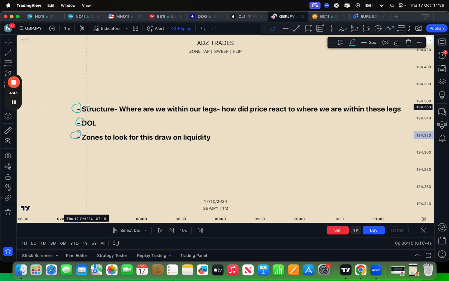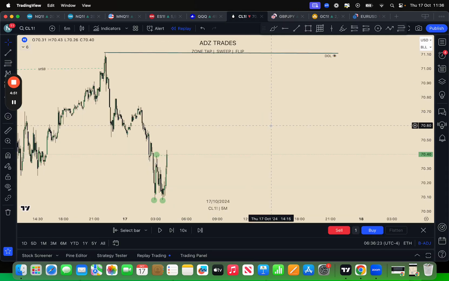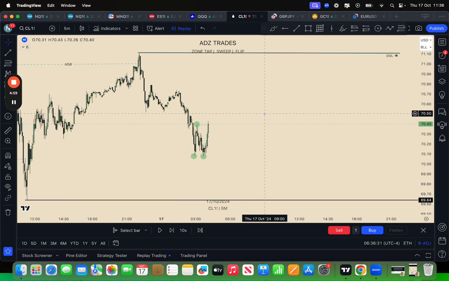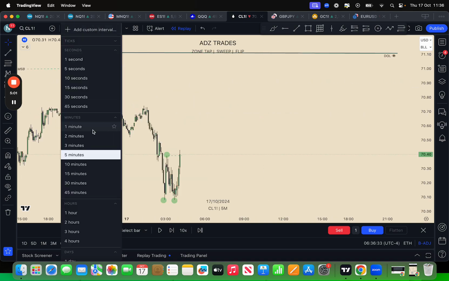But now step 1 and step 2 is done. And it took us what? Less than 5 minutes. Now we just look for zones towards this draw on liquidity. So we're just looking for zones we can take buys in as we are going up towards here. Once we take out this high, we're going to reassess and do the exact same thing.